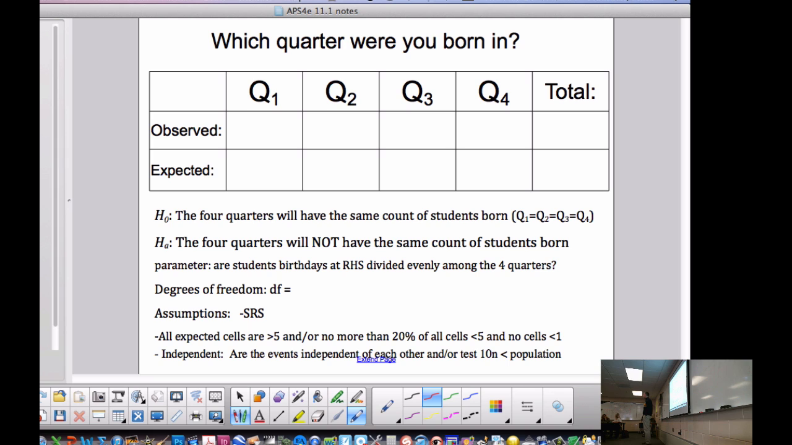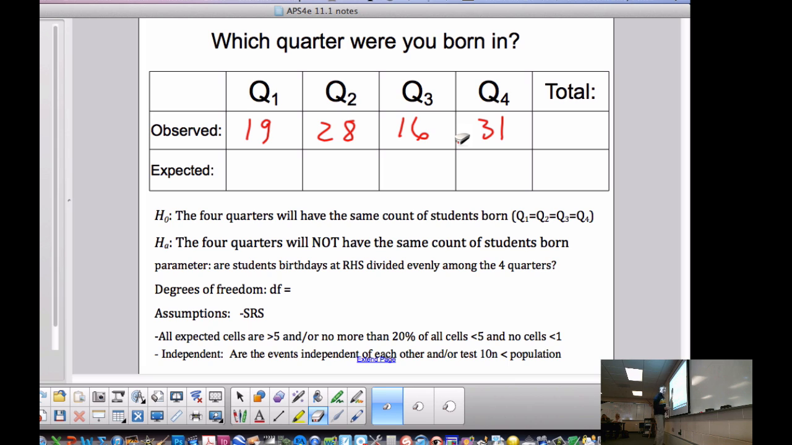Let's look at quarter you were born. In the first quarter, we had 19 in our data. In quarter 2, we had 28. Then we had 16. And then we had 31. For a total of what? 28, 38, 48, 47, 57, 63, 93, 94? For a total of 94.